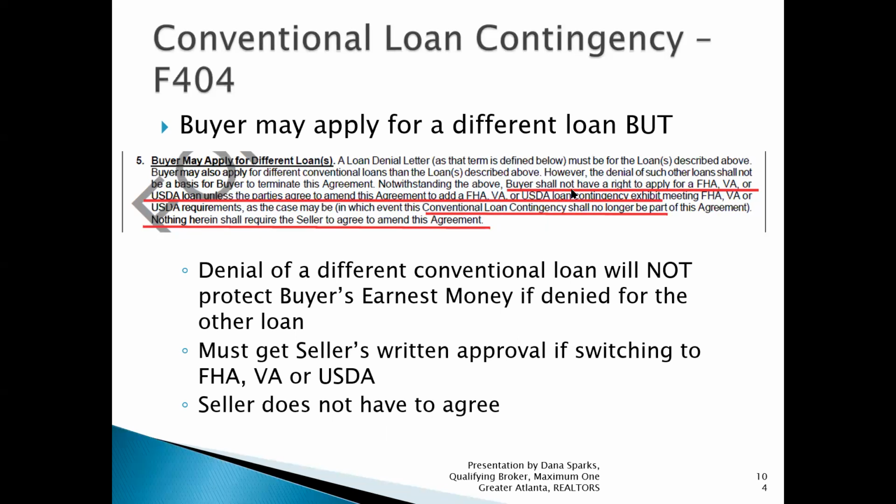The buyer shall not have the right to apply for an FHA, VA, or USDA loan unless the parties agree to amend this agreement to add those contingency exhibits, and this conventional loan contingency shall no longer be part of this agreement. And not only that, the buyer has to get the seller's permission before they change from a conventional loan to a government insured loan. And guess what? The seller doesn't have to agree to it. So be really, really careful when working with your buyers and the lender says, oh, I can get you a better deal.